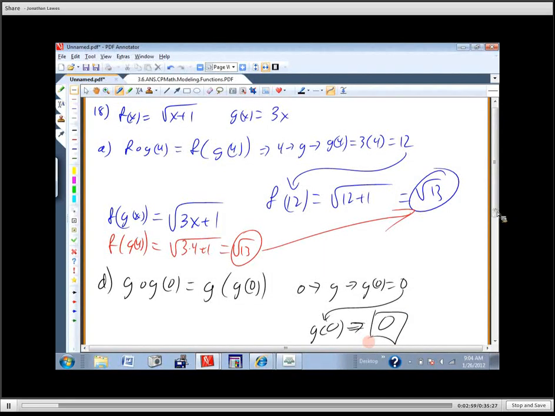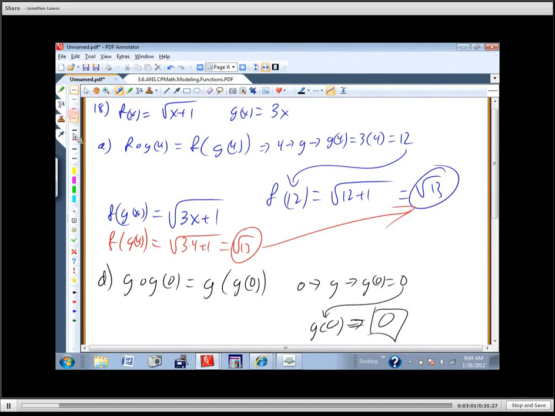It's a little bit of a weird one. Let me write the rule for this. So if we were to write the rule for g of g of x, that would be, well, take 3x and plug it into 3x. So that would be 3 times 3x, that's 9x. And what happens when you plug a 0 into this? You get 0. Okay? Same answer we would have gotten otherwise.